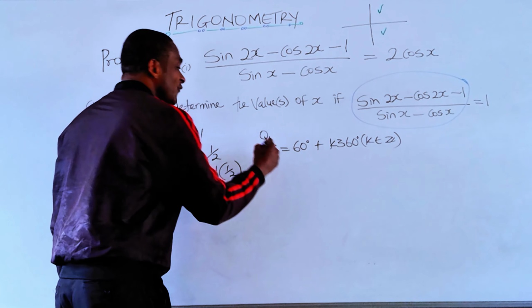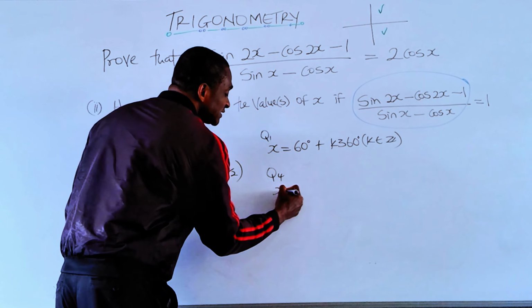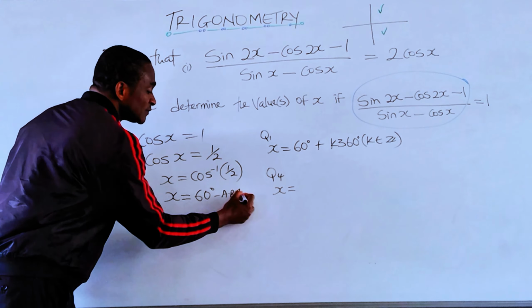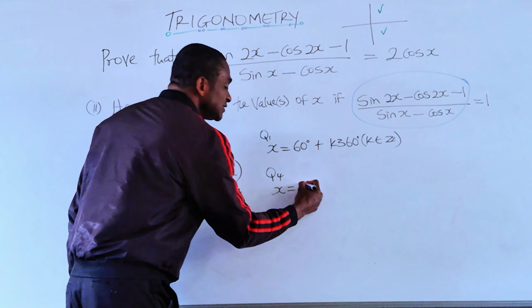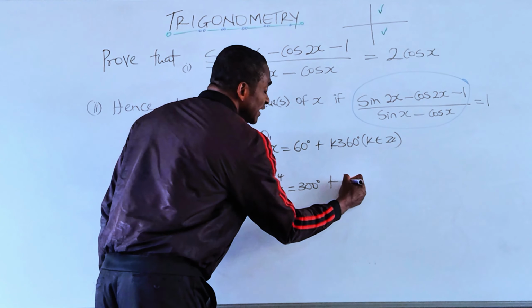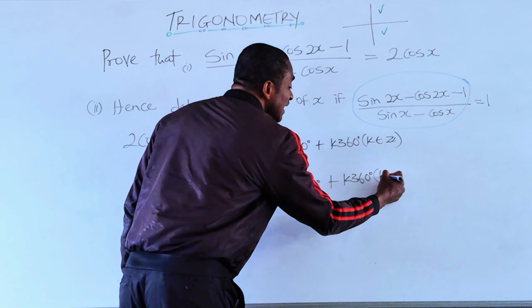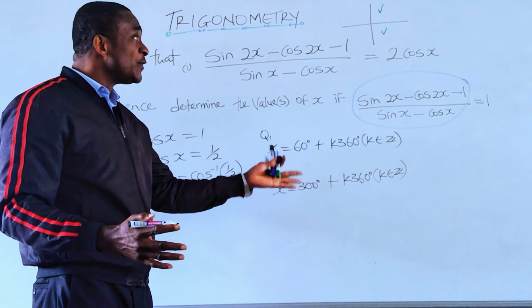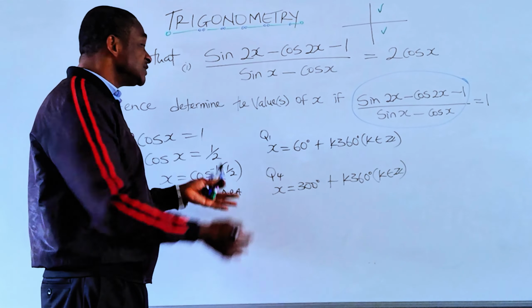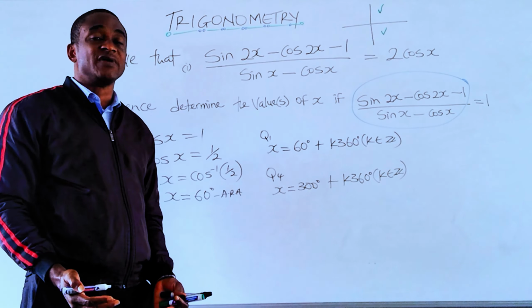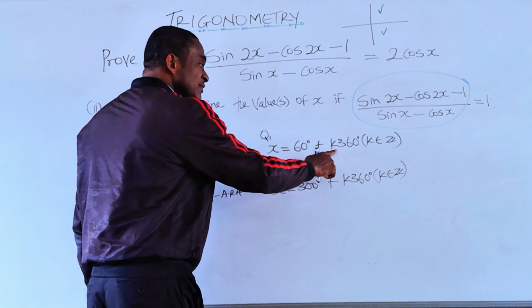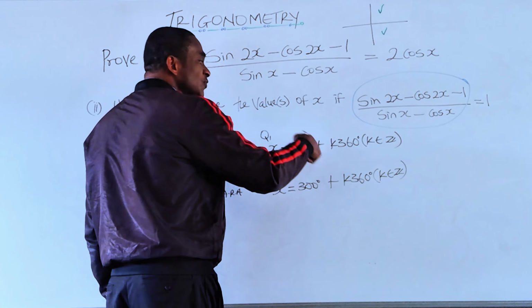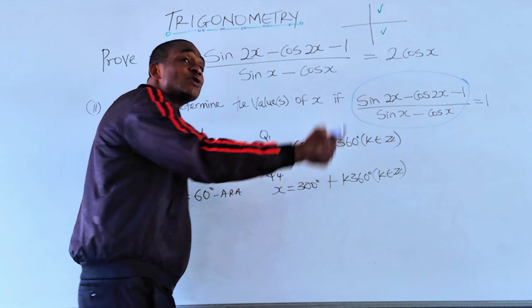Now we go again for quadrant 4. x can be 360 minus the acute reference angle. We call this the reference angle because it's acute. So 360 minus 60 is 300, plus k360, k being an element of the integers. This also matters for cases where we are given a restriction. So we can get multiple values of x. If we make k 1, we can get 420. It depends on the revolving.